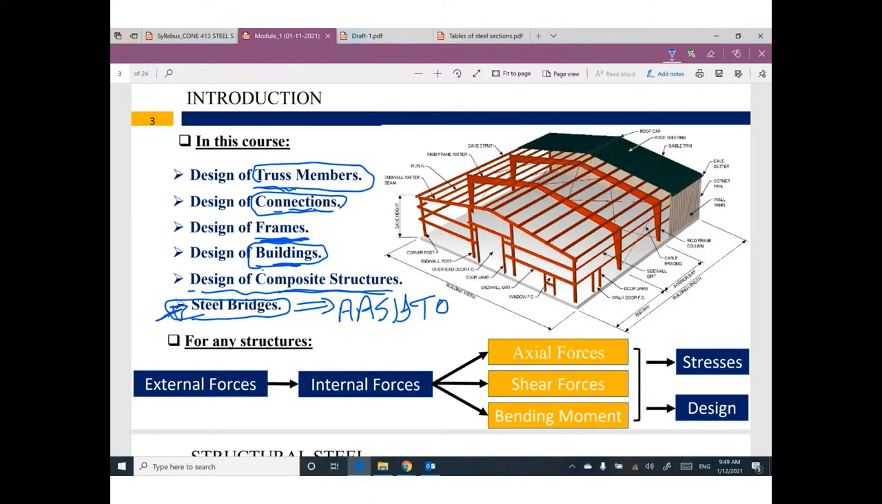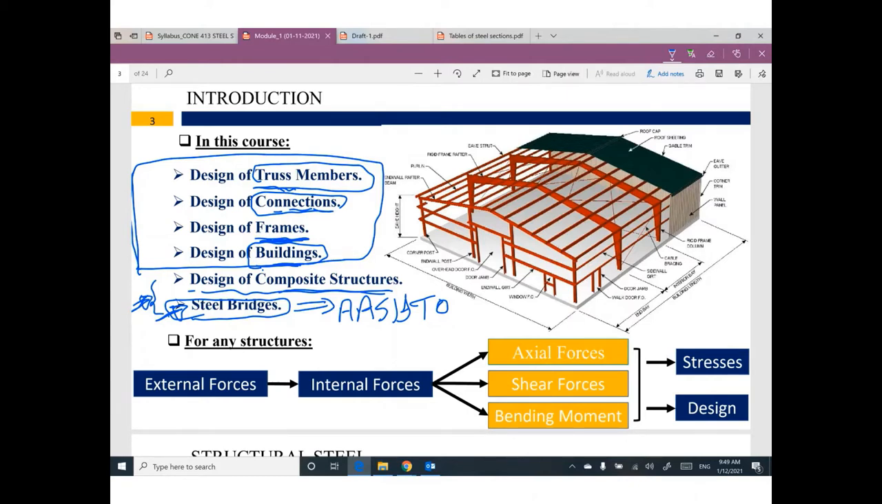To be honest with you, until this part of the course, it's typical steel design. But for design of composite structure and steel bridge, including fatigue, can be considered advanced steel design.